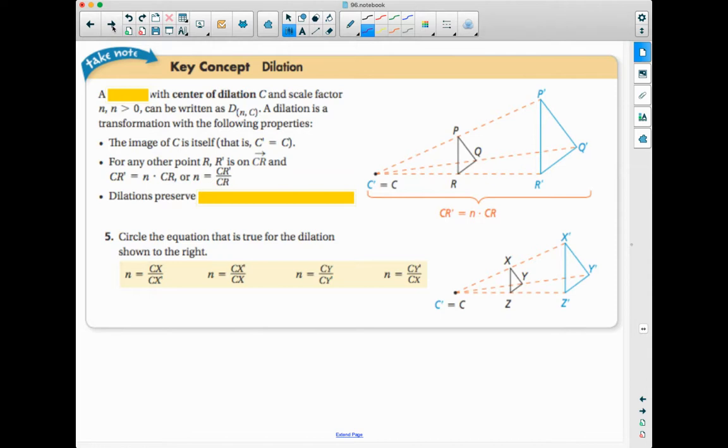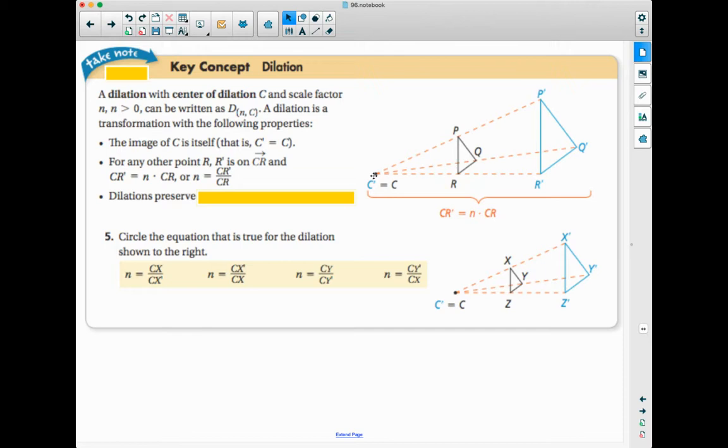All right, a dilation with a center of dilation C and scale factor n, where n is greater than 0, can be written as a capital D, which stands for dilation. Then in parentheses, in a subscript, we have n, and n is going to be the scale factor, and C is going to be the center of dilation of a figure. So a dilation is a transformation with the following properties. The first bullet point says the image of C is itself. So C cannot dilate past itself.